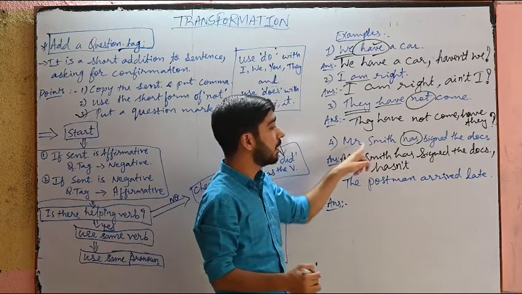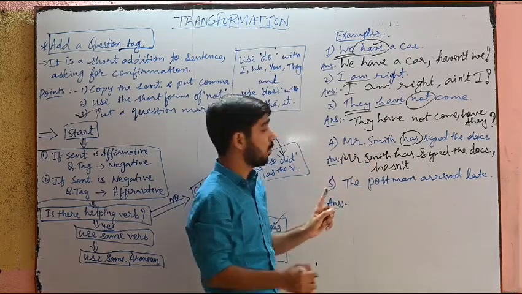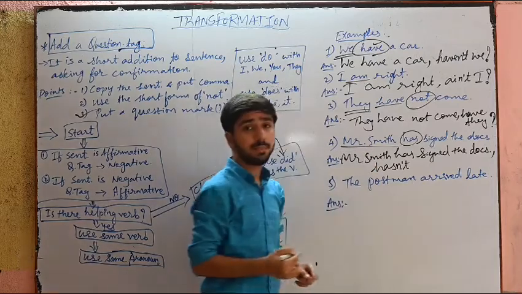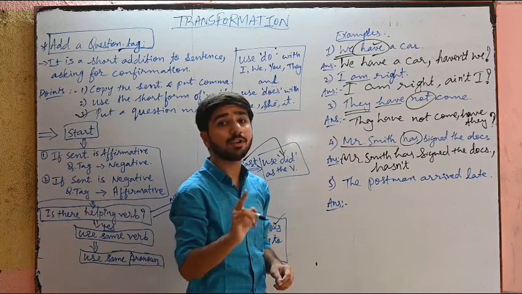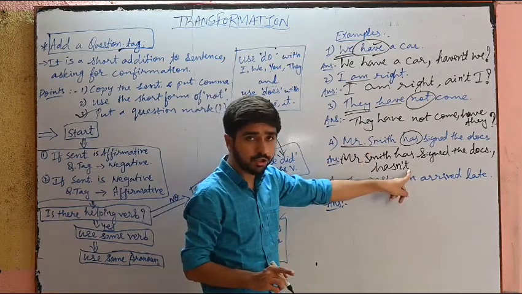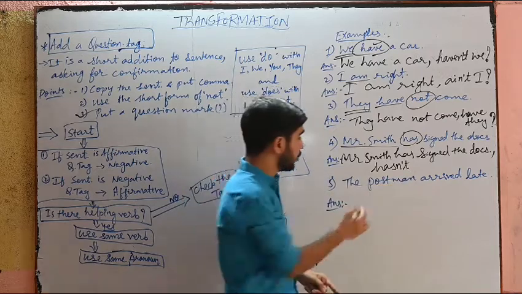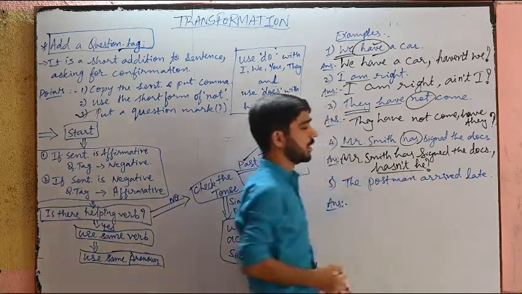And what is the subject? Now, be careful over here. We don't have any pronoun. What is the subject? Mr. Smith means he's a boy. So, use he. Always the subject of the question tag is pronoun. Never use the names in the question tag. If it is a girl, use she. If it is anything, use it. So, here hasn't he? Question mark. So, this is question tag.